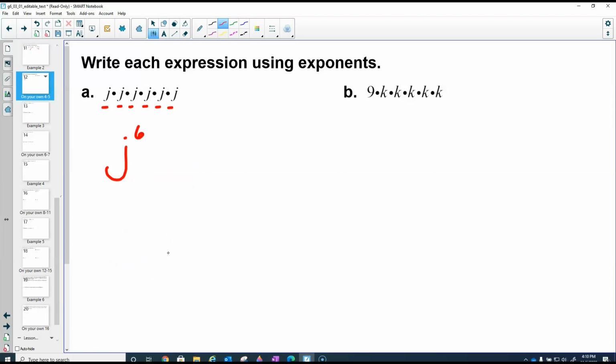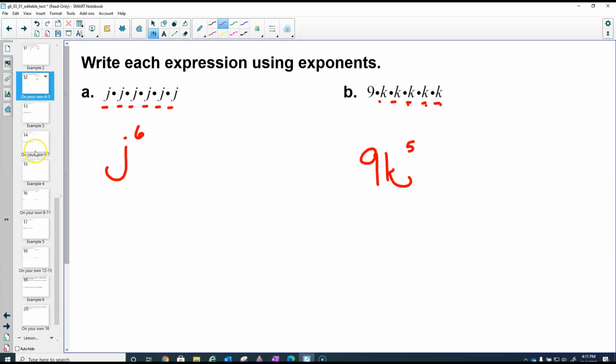6 j's multiplied together. In this case, again, we have a whole number here, but it is being multiplied by multiple k's. So we put a k right next to each other because that means to multiply. And we see we have 1, 2, 3, 4, 5 k's. So k to the power of 5.